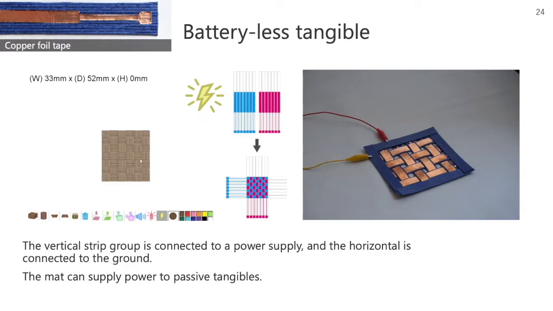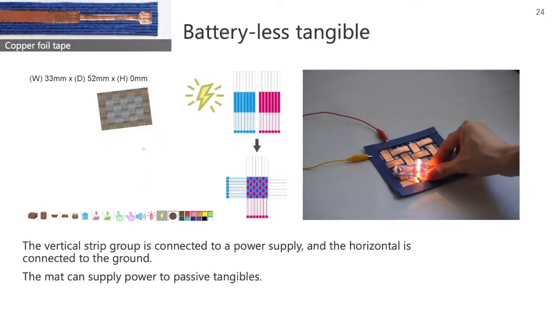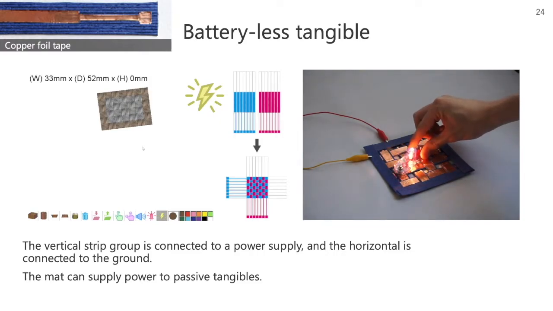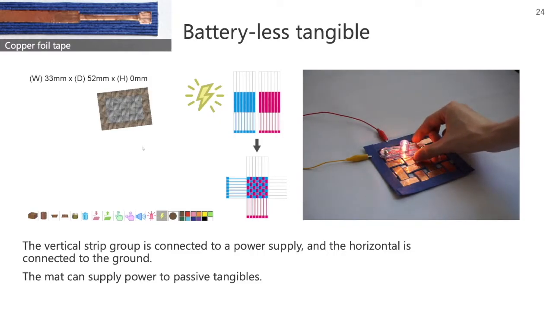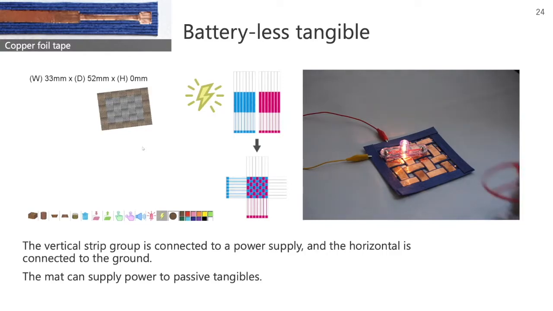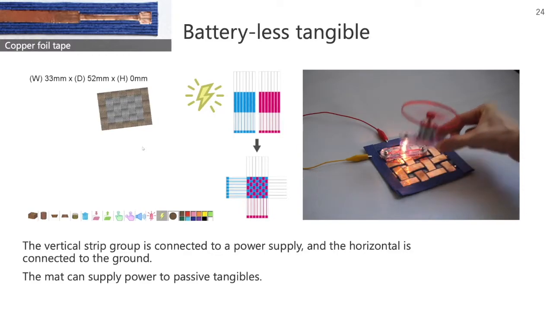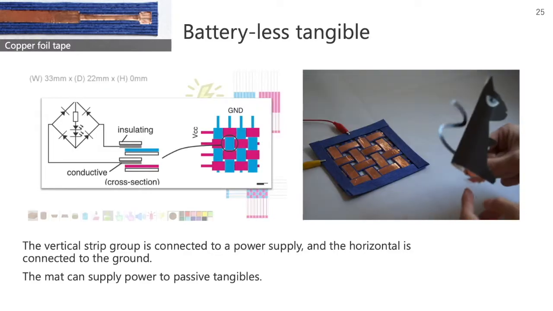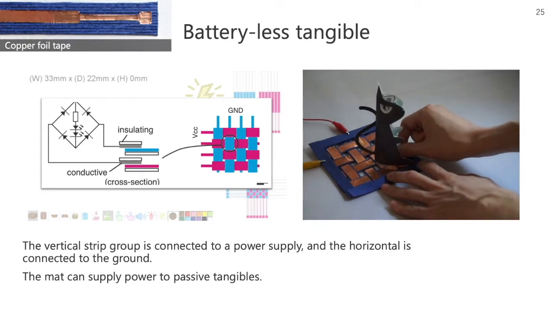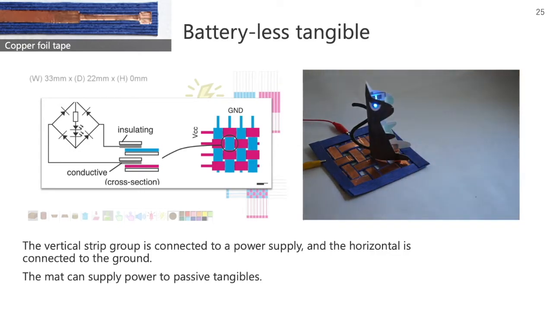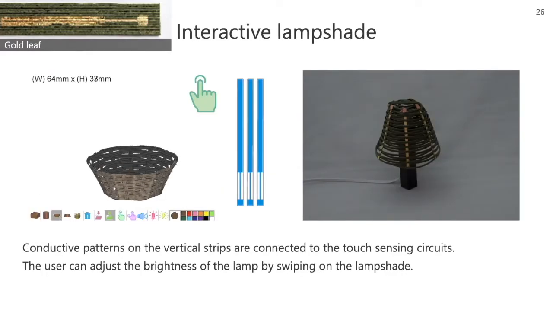We chose a flat plate as the base shape and selected the power supply's interactive element. One strip group is connected to a power supply, and the other is connected to the ground. When the user places the tangibles on the mat, the passive components such as LEDs or DC motors can be powered. We also create papercraft type tangibles with a bridge circuit embedded. This example has a clip-shaped connector, and when the user inserts it into the intersection of woven strips, the LEDs are powered. This is an interactive lampshade.